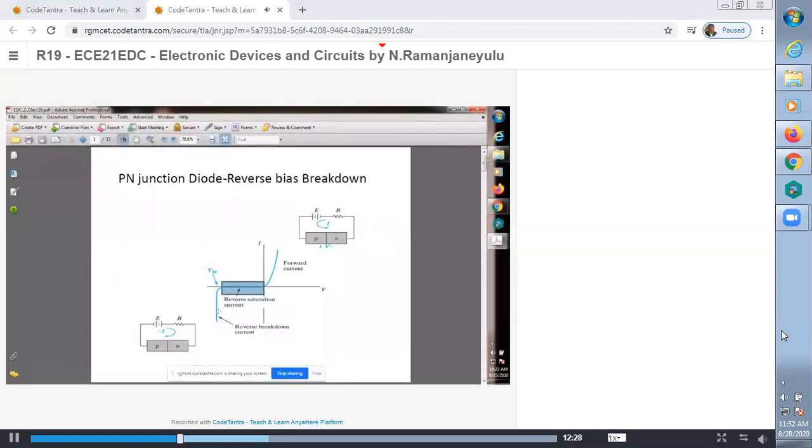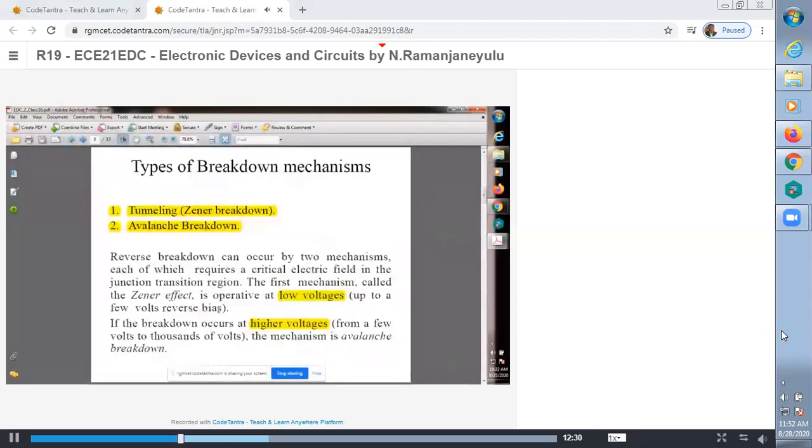Okay. Now, what is the reason? There are two types of breakdown mechanisms. One is tunneling, the Zener breakdown, and the second one is avalanche breakdown. So what is the major difference between Zener breakdown and avalanche breakdown?